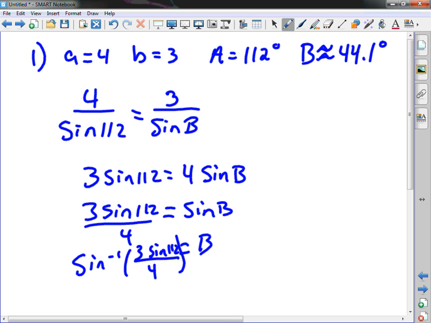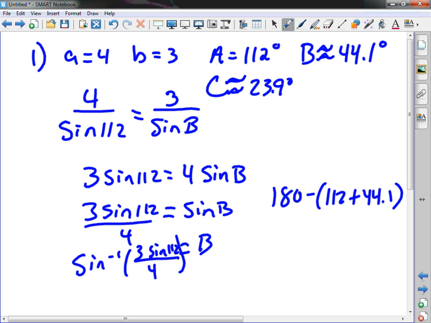So now that we know B and A, we can find C, and then we can calculate the side c, which is the last two things that we need to find. To find angle C, we would take the sum of A and B and subtract from 180. So we have 180 minus 112 plus 44.1. And when you do that, you'll find C is about 23.9. So remember to use your squigglies. 23.9. The last part is to use the law of sines to find side c.